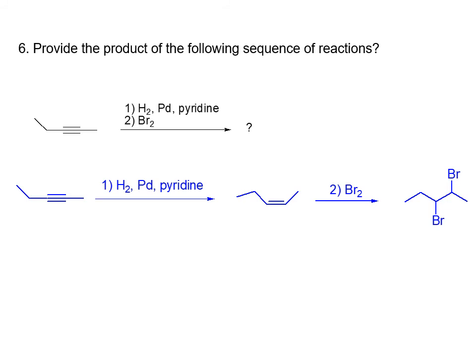In this case, we have syn addition of hydrogen and then anti addition of bromine, and so that's not the question, but you could actually figure out the final stereochemistry of 2,3-dibromopentane. There are 4 possible stereoisomers, and actually only one of the 4 possible stereoisomers is obtained.